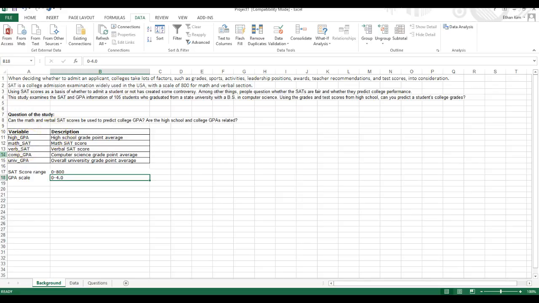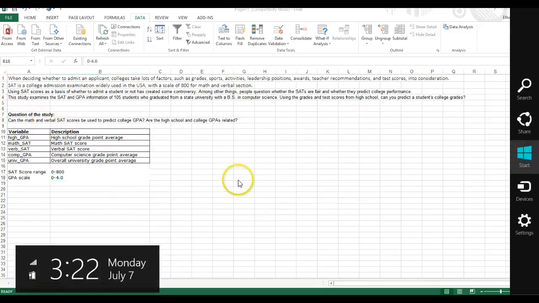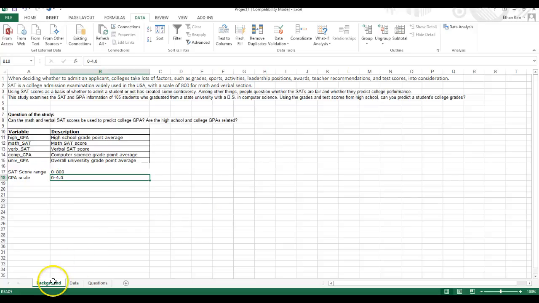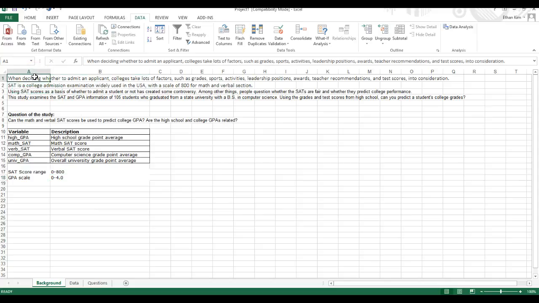So just to give you a little background of the project, if you go to the file here, you will see background, data, and questions, right? From background, you will get the background story of what's going on and what data sets you have and what they represent, right? All variables and all the stuff like that. And we also have the question of the study, right?